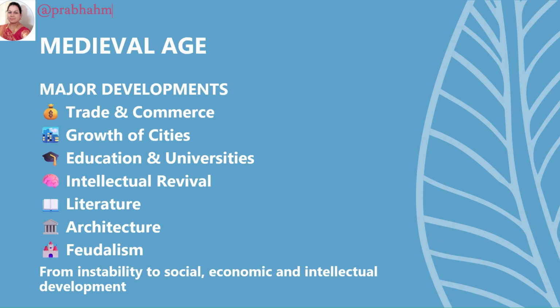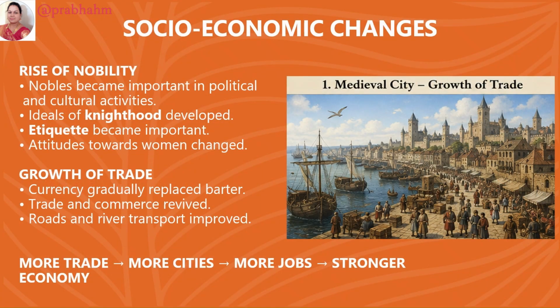During the later Middle Ages, many important changes took place. Trade increased, cities developed, education expanded, universities were established, and literature and architecture flourished. During the later Middle Ages, the position of nobles changed. They became involved not only in warfare but also in political and cultural activities. The ideals of knighthood and proper behavior, called etiquette, developed.